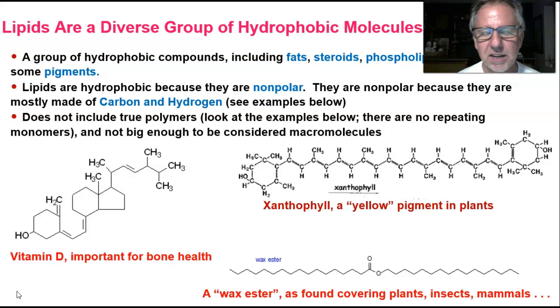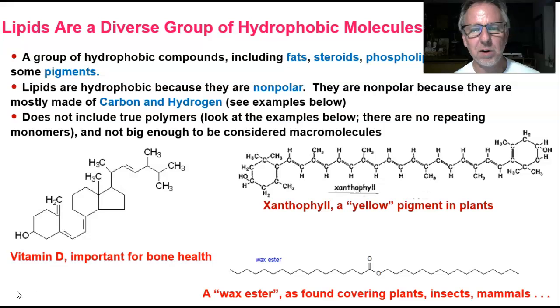Just for some examples, I put some pictures on the slide and identified them. Vitamin D, for example, is a lipid. You can see it looks kind of like a steroid. In fact, it is a steroid-based molecule based on the rings. We'll get to that. Xanthophyll is a pigment that makes plants look yellow. Like when you see leaves that are yellow, that is a pigment for capturing sunlight, and that's called xanthophyll. Look at all those carbons and hydrogens.